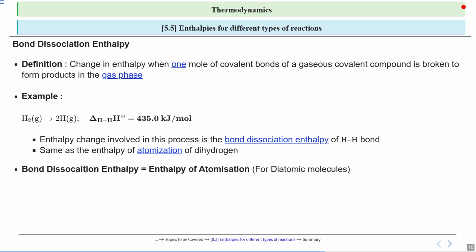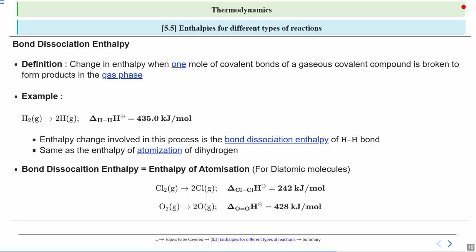Now there are many cases in which the bond dissociation enthalpy is equal to the enthalpy of atomization, and these cases are related directly to diatomic molecules. For example, if you are considering the bond dissociation enthalpy of the diatomic molecule chlorine, then this value is equal to 242 kilojoule per mole, and it is equal to the enthalpy of atomization, because here we are converting 1 mole of chlorine molecules into its atoms.